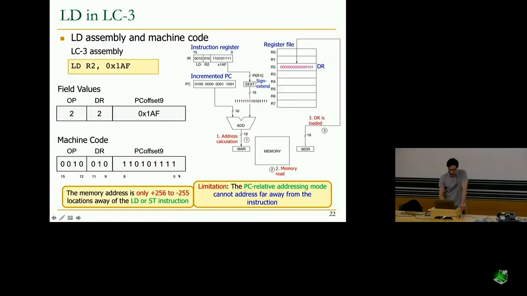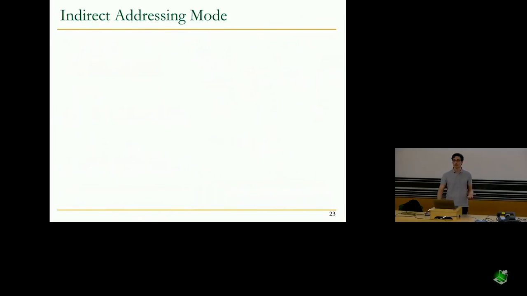Essentially, what we are doing here is adding to the PC one number that is between 256 and minus 256. So that's the limitation. We cannot reach very far away from where we are executing the program if we are using this instruction. But this is not really a problem because we have other ways of addressing memory.